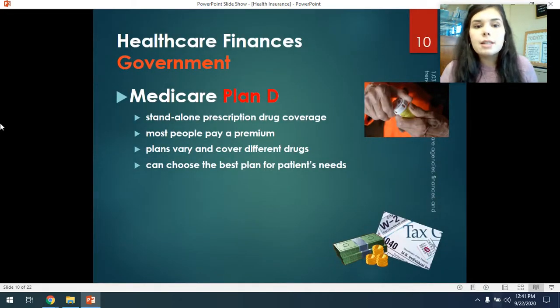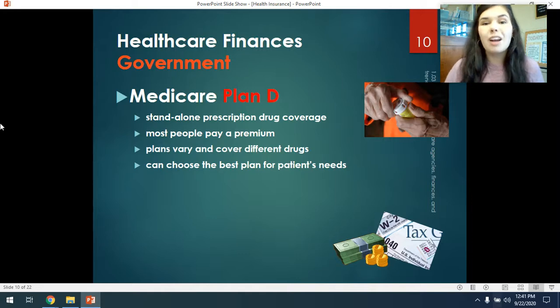Part D of the Medicare program is a standalone prescription drug coverage. You have the option to add this to your Medicare program, and most people, again, have to pay a special premium to add this. This plan covers a variety of different drugs, and you can choose the plan that meets your needs based off of what kind of medications you take or how often you're taking them.